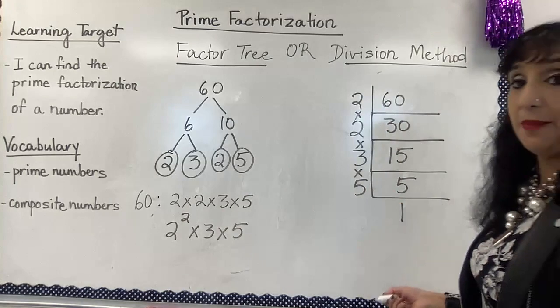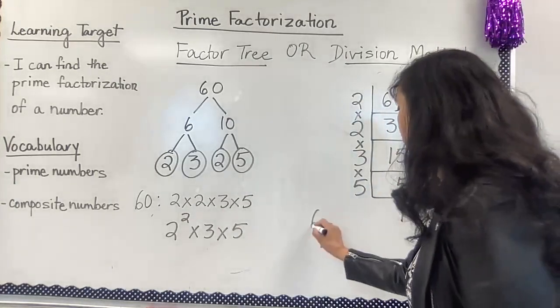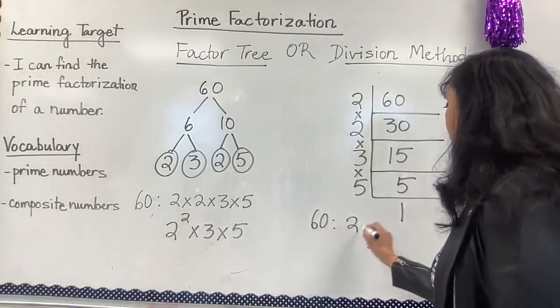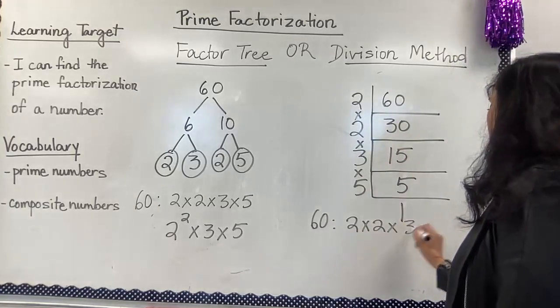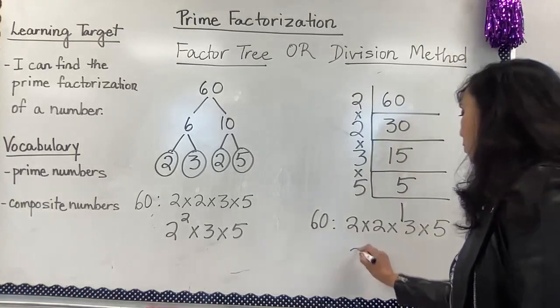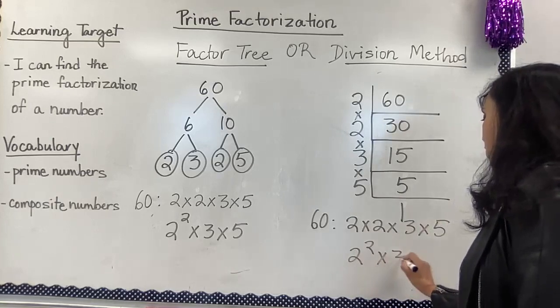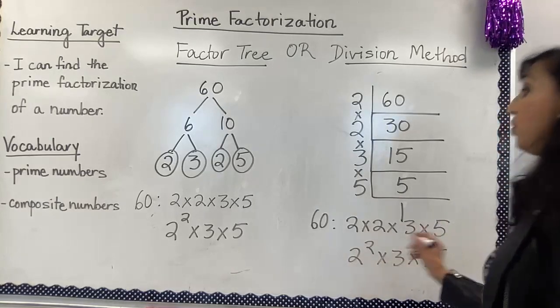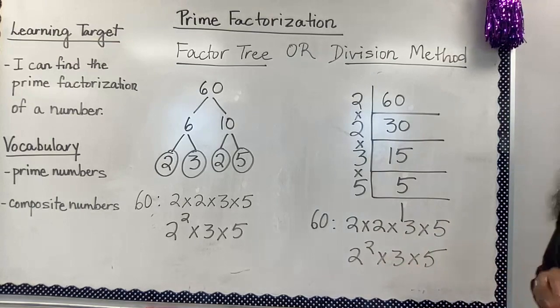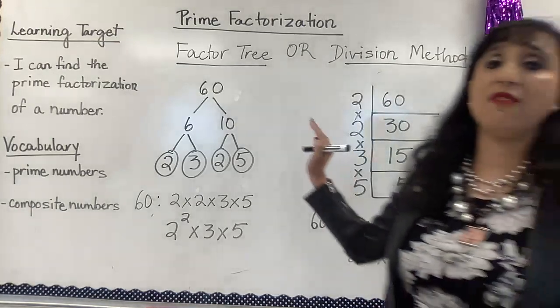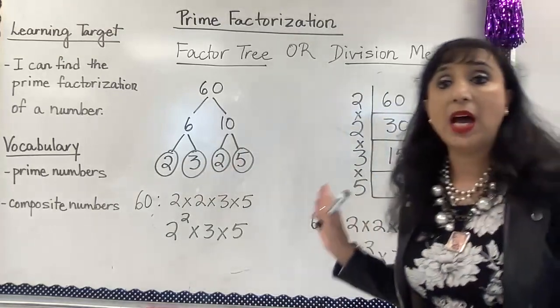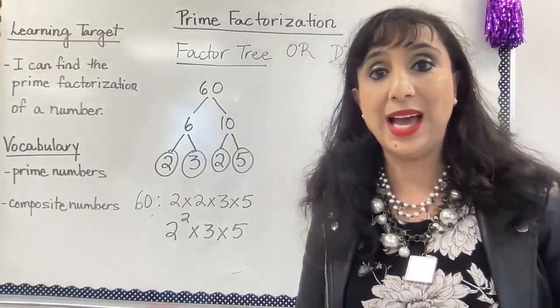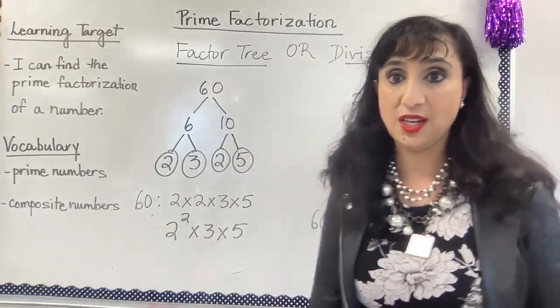And so here, same thing, 60. I have 2 times 2 times 3 times 5, which is 2 squared times 3 times 5. So it doesn't matter which method you use, whether you use the factor tree method or the division method, you will still end up with the exact same prime factorization.